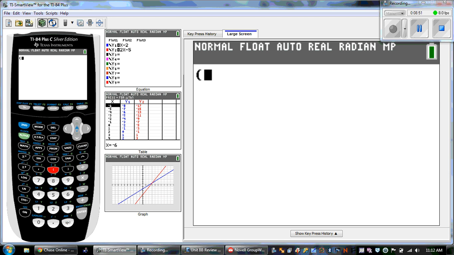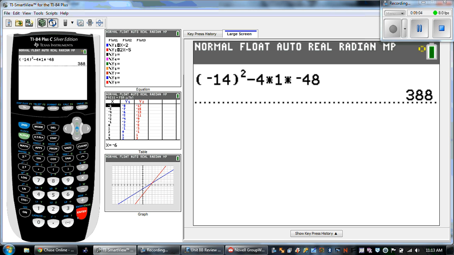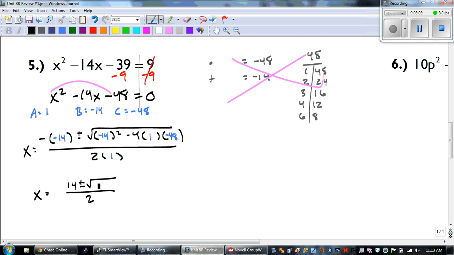Okay, so I have negative 14 squared minus 4 times 1 times negative 48. And that gives us an answer of 388. Okay, so that's what goes underneath. And now I'm going to break this up into 14 plus the square root of 388 divided by 2, and 14 minus the square root of 388 divided by 2.